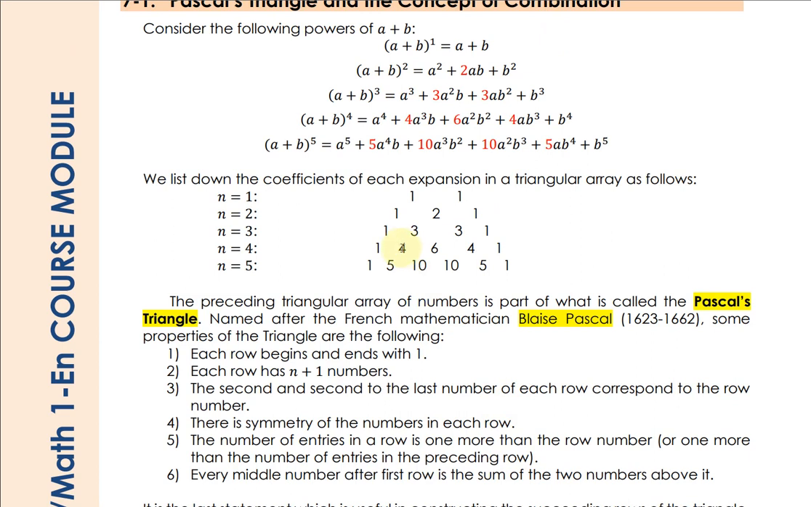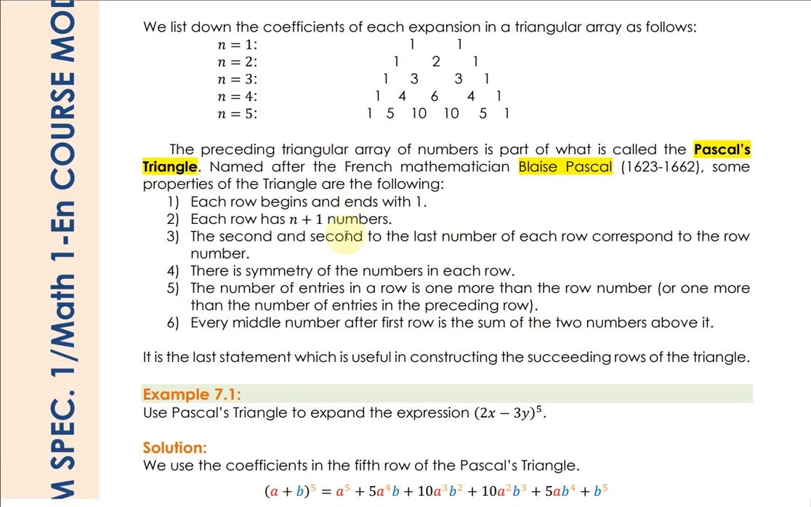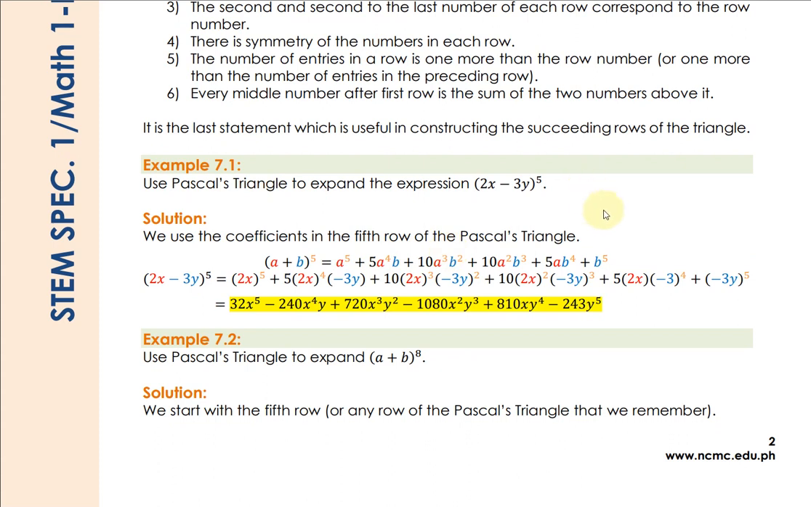And recall in the previous module, if you're going to find the next number by adding the two previous numbers, that's what we call the Fibonacci sequence. Okay, so let's have an example. We are asked to use Pascal's triangle in expanding the expression 2x minus 3y to the power of 5. So we are going to expand this.